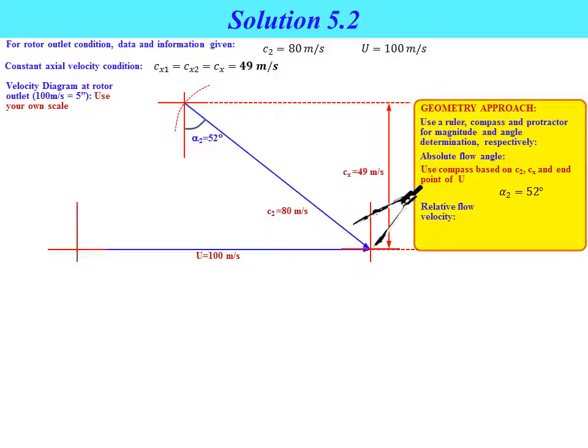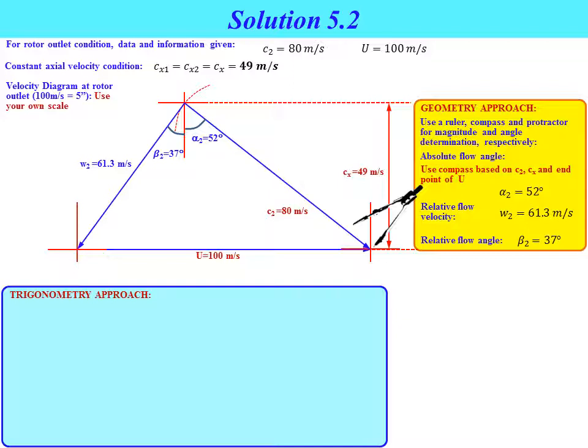Okay, next about relative flow velocity. We can obtain the relative flow velocity vector by connecting the initial point for C2 and the initial point for U vector. So we can draw the line for relative flow velocity vector W2, where if you measure, we will get W2 equal to 61.3 meter per second. We can also determine the relative flow angle by using the protractor based on the line that we already constructed for W2. So beta 2 value equal to 37 degree.